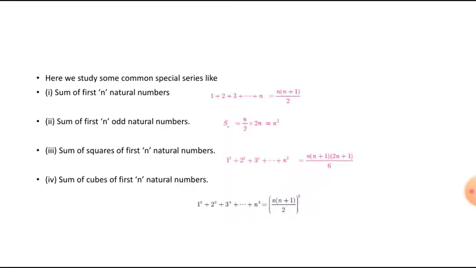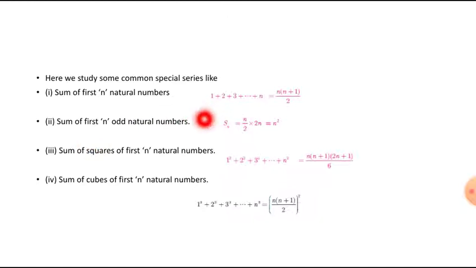For example, the first case is the sum of the first n natural numbers. So if in a problem you are given 1 to 100 or 1 to 2000, and you need to find the sum of the natural numbers, then you can use this formula, and the formula is n into n plus 1 by 2.